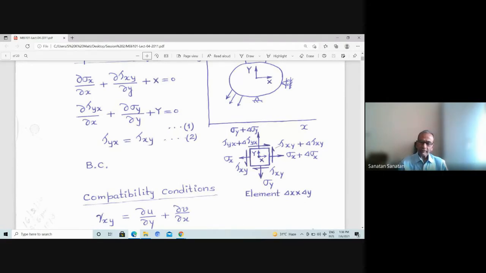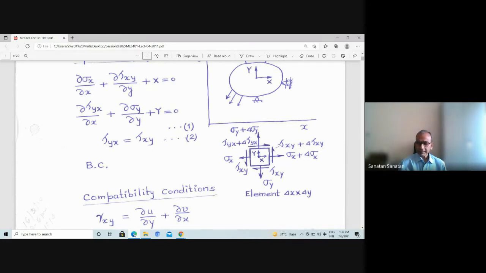So this is the equilibrium equation in the y direction. And this element must also be in rotational equilibrium. If you take the rotational equilibrium, that means the moment of all the forces about the center point of the element, that finally gives you the equation tau yx equal to tau xy. That means the stress on the vertical face is equal to the stress on the horizontal face. This is quite interesting. The stress on the vertical face is tau xy and on the horizontal face is tau yx. These two are equal, so there is no difference between tau yx and tau xy. So finally, in these equations, the unknown stresses are sigma x, sigma y, tau xy. Three stresses are the unknown.